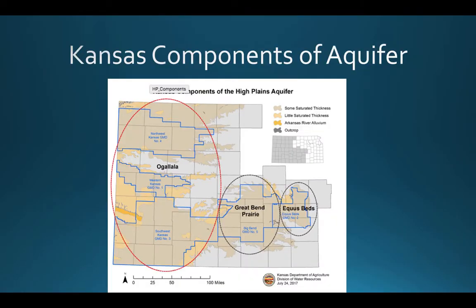So let's look at the Kansas components of this aquifer. A lot of it gets referred to just as the Ogallala Aquifer because that's what we understand it as. But there are different components or different sections of this. The Ogallala Aquifer is part of that, the Great Bend Prairie Aquifer section, and the Equus Beds that we have that move over into south central Kansas.